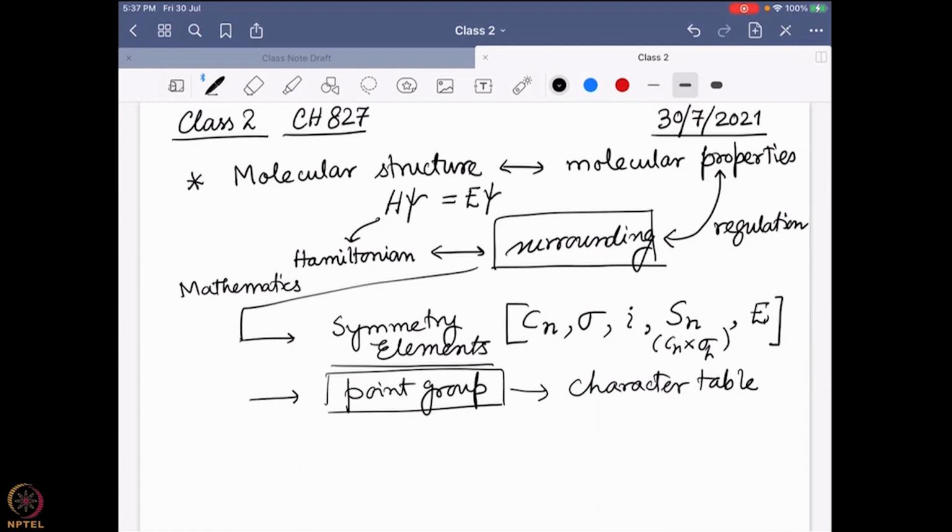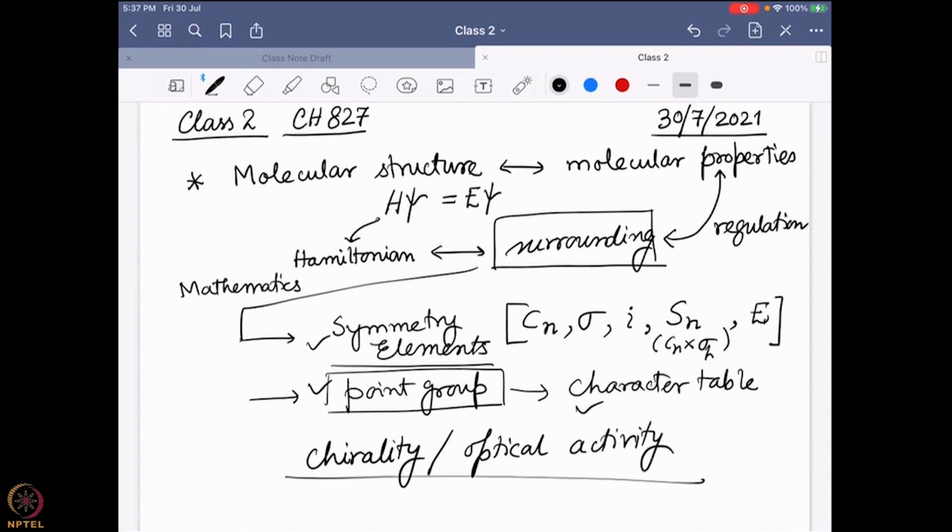So with that in our mind, we figured out that yes, the symmetry elements, the point group, and the character table are the important factors. If I want to define a molecule, I need to find out its point group, and from there I can comment on different molecular properties. One of the molecular properties that we are more interested in is known as chirality, or optical activity.